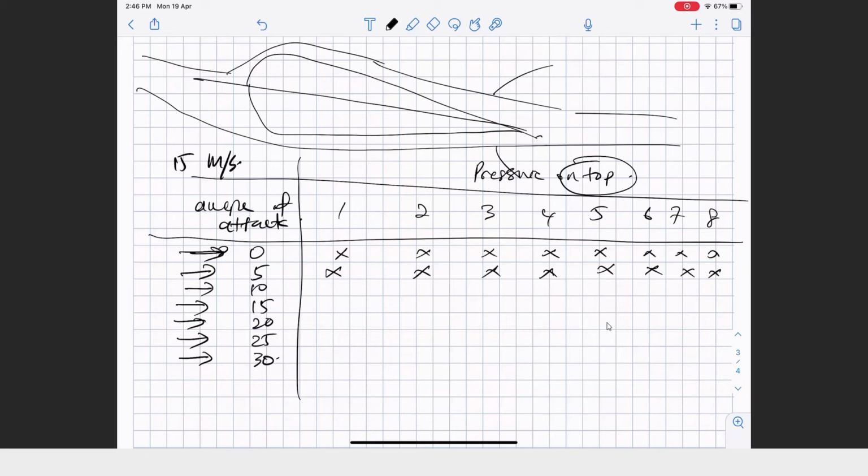Now the next thing you do is change the velocity to 20 meter per second, and then you repeat again. Take 0 angle of attack and then rotate the aerofoil 5 degree of angle of attack, 10, 15, 20, 25, 30. So that is basically a lot of data, isn't it?